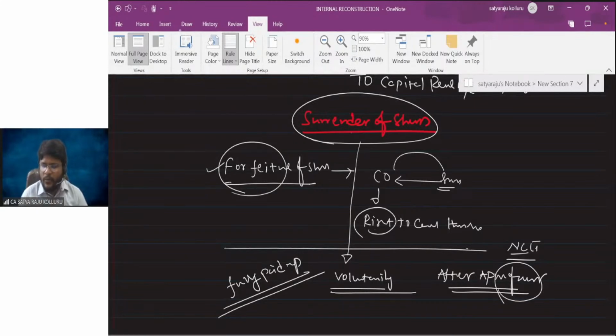Sir, why are you comparing both the things here, sir? Because in case of forfeiture of shares also, we are cancelling the existing share capital. In case of surrender of shares also, we are cancelling the existing shares.